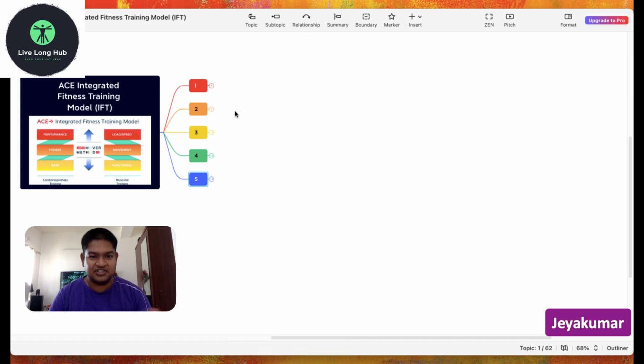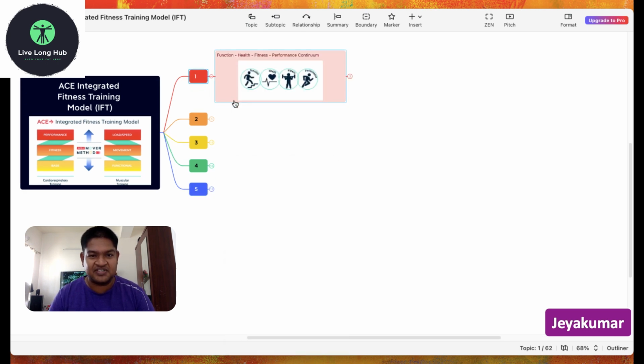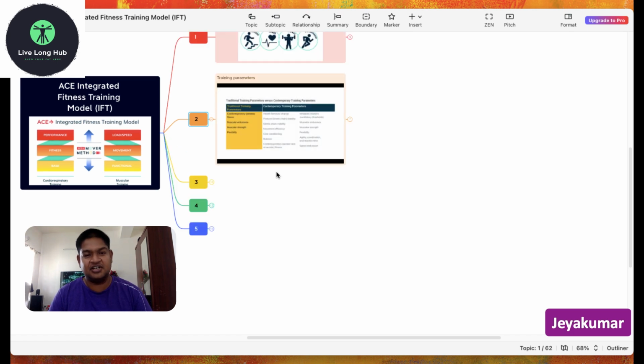So just to sum up, we just saw the fitness, health, function, performance continuum. Then we reviewed the training parameters. Third, we saw the cardiorespiratory training, and then the three levels in it. Then we discussed the muscular training, and then the three levels in it, and last the benefits.